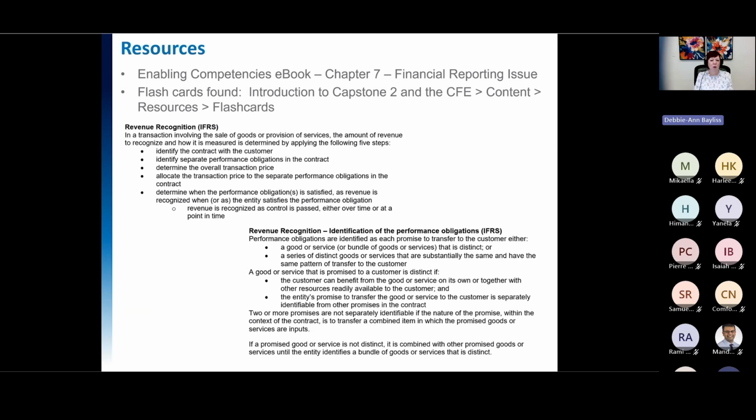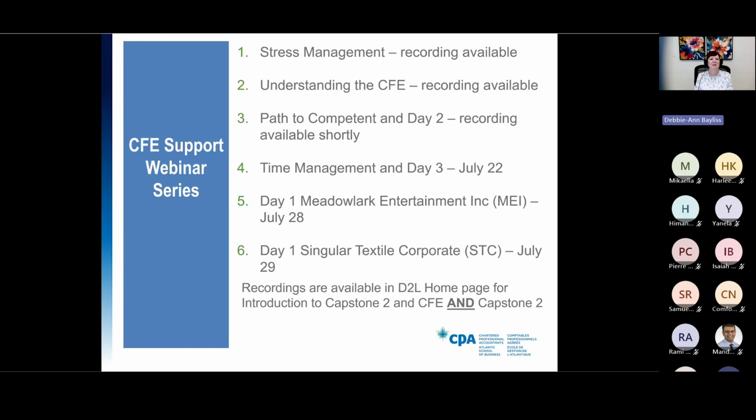There is some great information on enabling competencies under the ebook and competency flashcards. Again, you can find that under the Introduction to Capstone 2 and CFE. I just want to show you one of the flashcards. You can download them, and it gives you the instructions on how to print. It doesn't have all of the technical skills that are testable, but it's a good start.